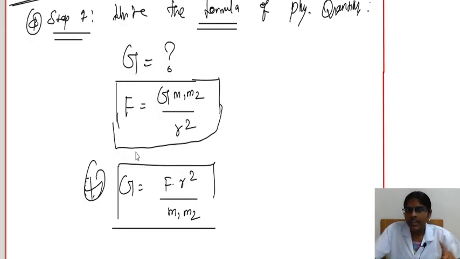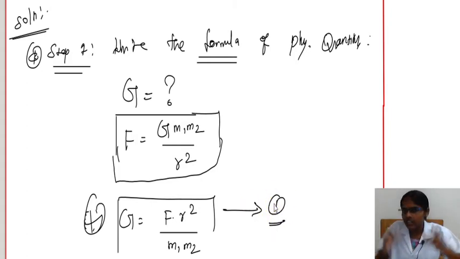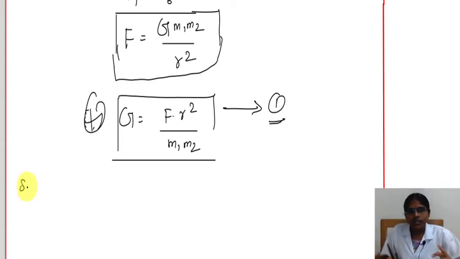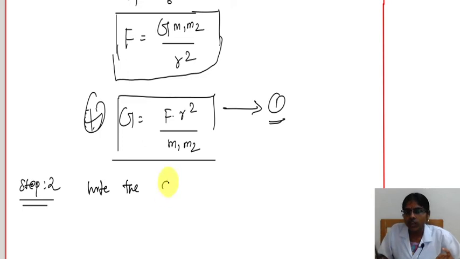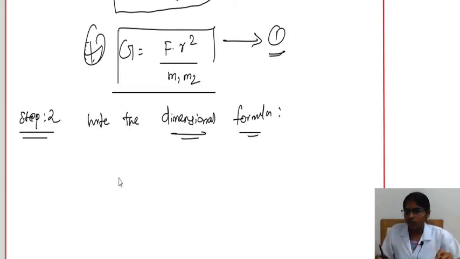So the first step, whichever physical quantity is given, we have to write its general formula. Okay. Second step, we have to write the dimensional formula. To write the dimensional formula, we must first know the general formula. That is why we first found the general formula. Now we are going to write the dimensional formula. So what is the dimensional formula of G? You know what is the dimensional formula of F? What is the dimensional formula of F? It is MLT power minus 2.